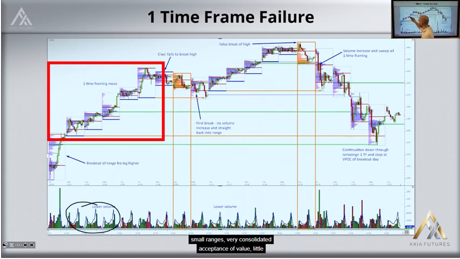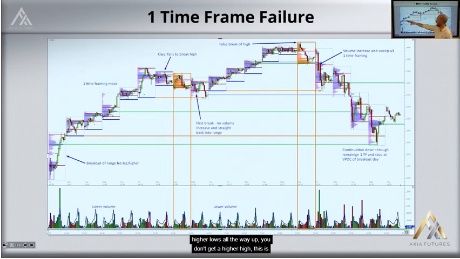Small ranges, very consolidated acceptance of value, little ranges higher again. One move that shows some degree of initiative, and then another consolidation. And the first time then in this move where you have 1, 2, 3, 4, 5, 6 days of one time framing, higher lows all the way up, you don't get a higher high. This is a clue. It doesn't mean the move's going to turn, but it's a little clue. So then the orange is the break of the one time framing. And this is the first break just here.